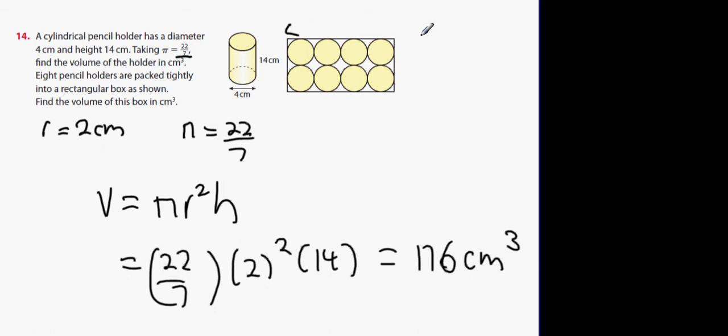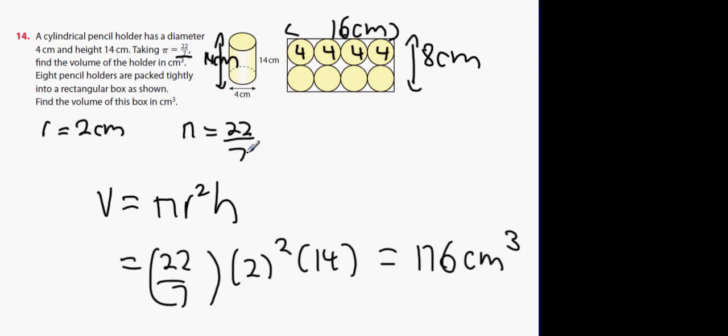Can anybody tell me what is the length of this box? 16 centimeters, because this is 4, this is 4, this is 4, this is 4. They're all 4 centimeters wide. That gives you 16 centimeters. And what about the bottom? 8 centimeters. And how high does it have to be? It has to be 14 centimeters high to contain all the cylinders.